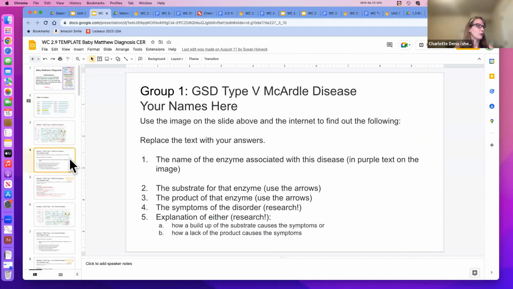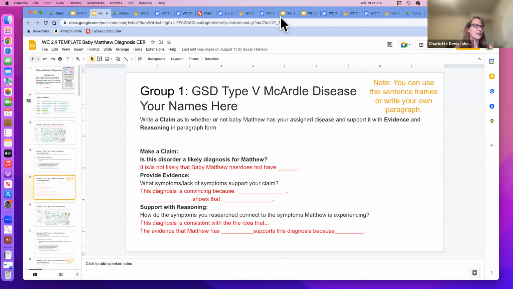And then they write a little CER where they're making a claim and providing evidence and supporting all that with reasoning about whether they think that the condition that they have researched is the one that is affecting baby Matthew. And then we do a share out where each pair of students shares their information with the class.